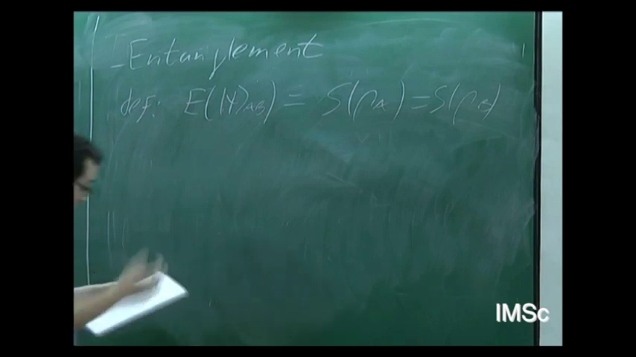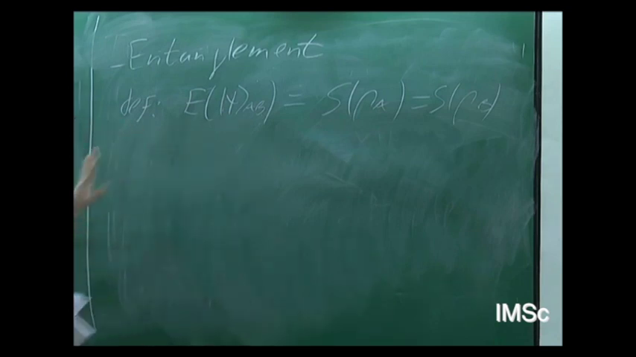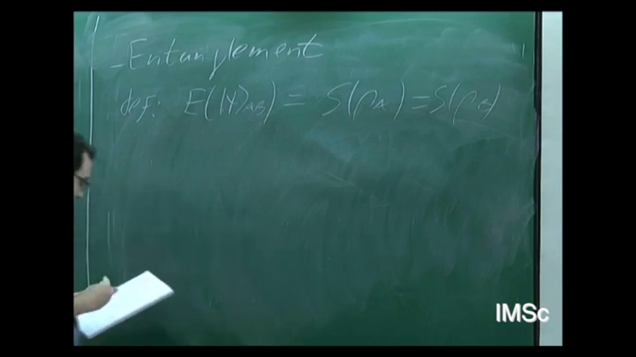Okay? So this is a definition, a measure of entanglement. Why it's a very useful measure of entanglement has, again, a very clear operational interpretation. And this will be the topic of Eric's lectures. He will explain this very well. So let me just mention it now, and you'll see this later.